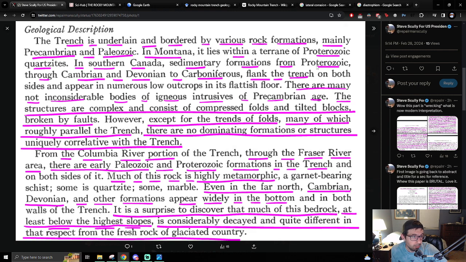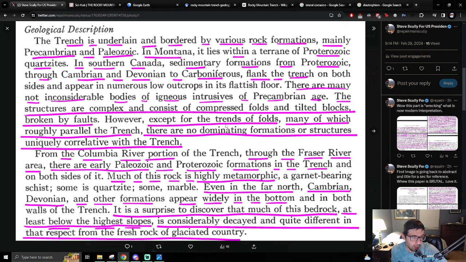Okay, and then flank the trench on both sides. There are many not inconsiderable bodies there of igneous intrusives of Precambrian age. The structures are complex and consist of, which is before the Earth expansion process, compressed folds and tilted blocks broken by faults, like they were under pressure.